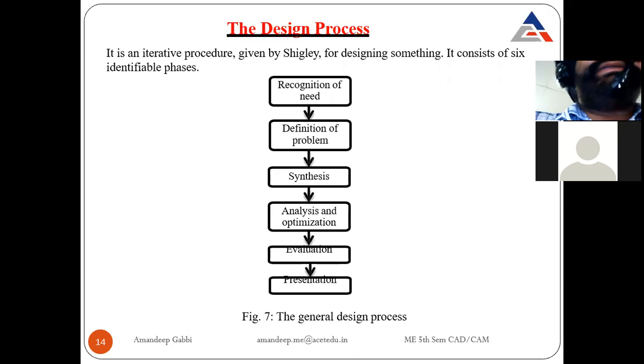This is the design process in CAD, very important. This is the flow chart for the design process. It is an iterative procedure given by Shigley for designing something. It consists of 6 identifiable phases. So these are the 6 phases for designing anything. Just keep it in your mind. The design process is sometimes asked in your final exams also: explain the design process in detail.